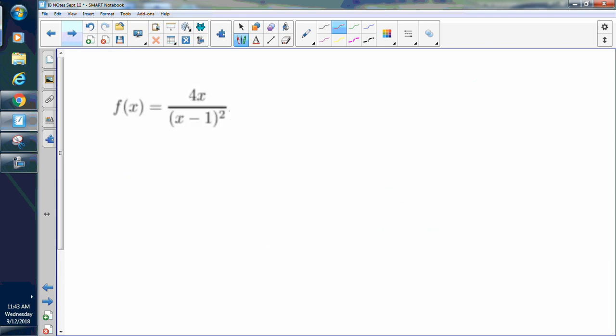The next one, we'll have to use a quotient rule. Looks like a little bit of chain rule as well. So our derivative is the derivative of the numerator, 4, times the denominator, minus the numerator, 4x, times the derivative of the denominator, which is 2 times x minus 1, times the derivative of the inside, 1, all over our denominator squared. So that's going to be x minus 1 to the 4th.